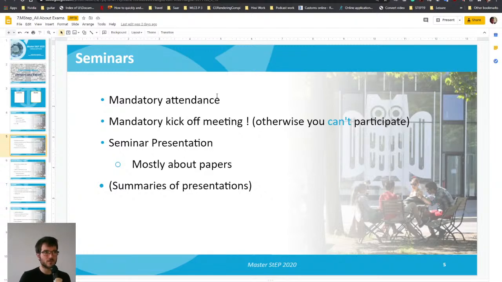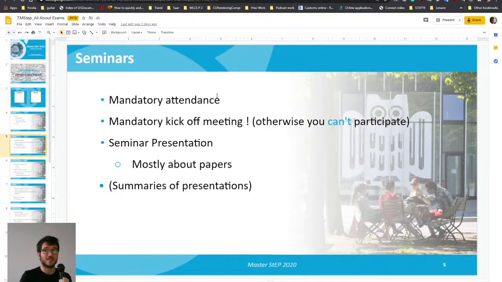The dates for the kickoff meeting you find online, and mostly you have to pre-register for seminars. Why did I stress the mandatory kickoff meeting? Otherwise, mostly you can't participate. So you have to be there. If you cannot be there, maybe you just overslept, then you are not able to participate in this seminar. So mind the date and be there if you want to take the seminar.